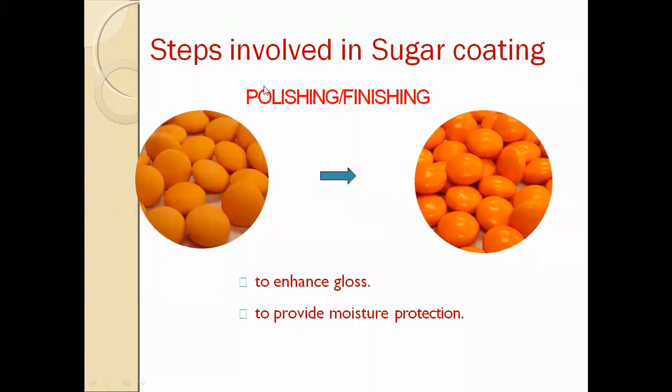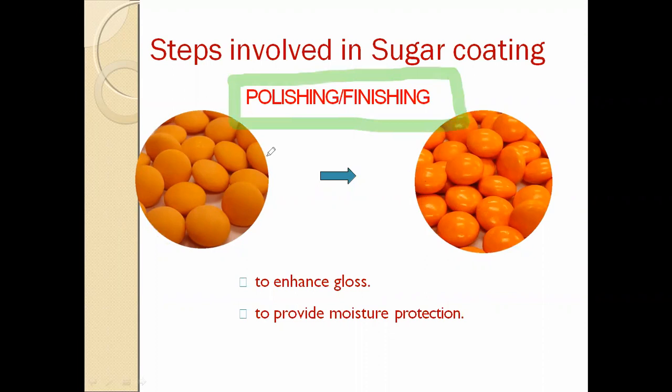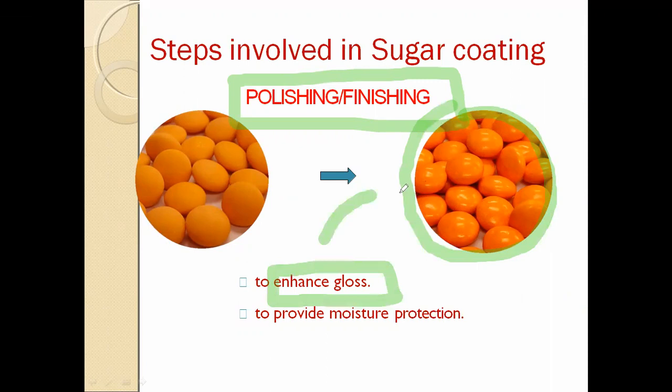And then we have the next step, that is polishing or finishing. You can see here they do not have shine. With the help of various polishing agents, mainly waxes, you can use beeswax, carnauba wax, or paraffin. You can see you are going to get finished products which are more shiny in nature. Polishing or finishing is mainly done to enhance the gloss. You can see these tablets are more glossy, and it also provides moisture protection to the formulation.